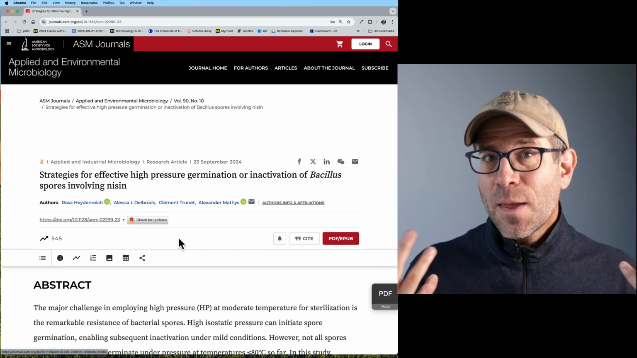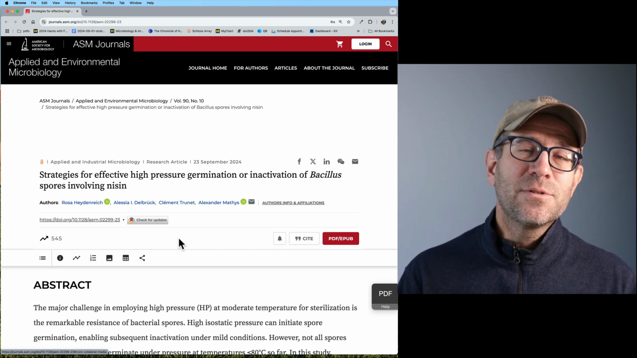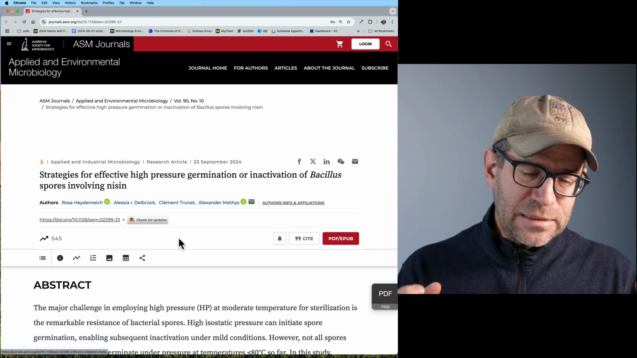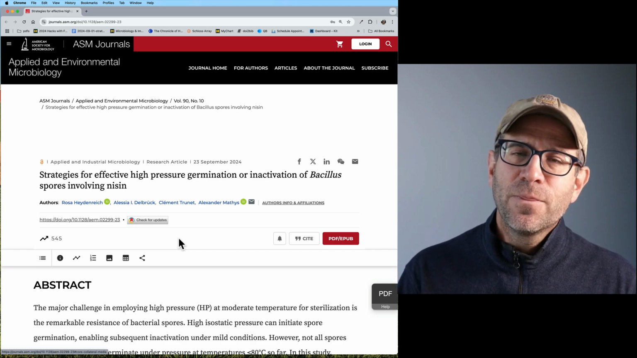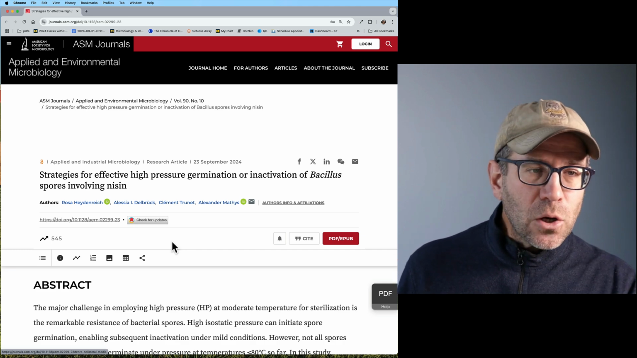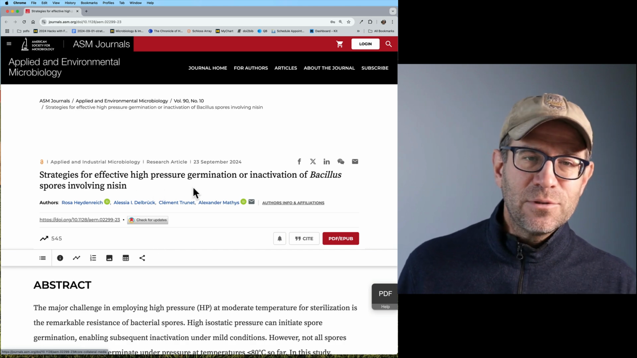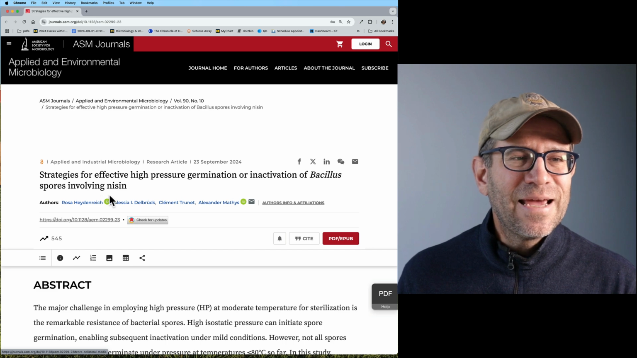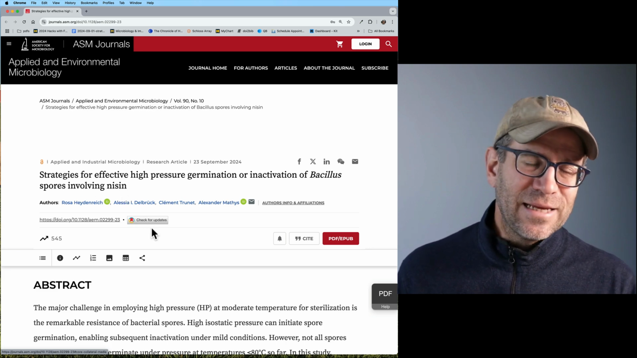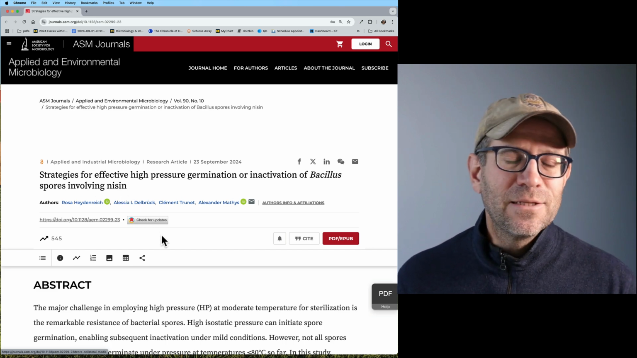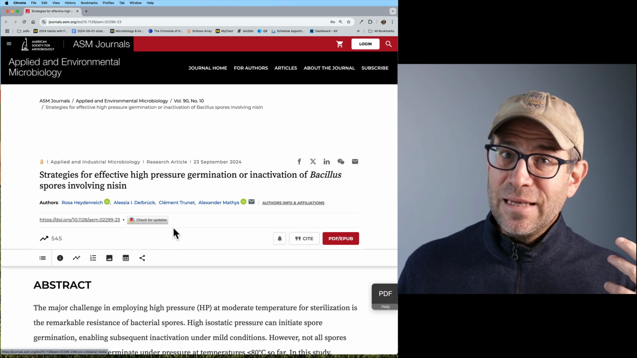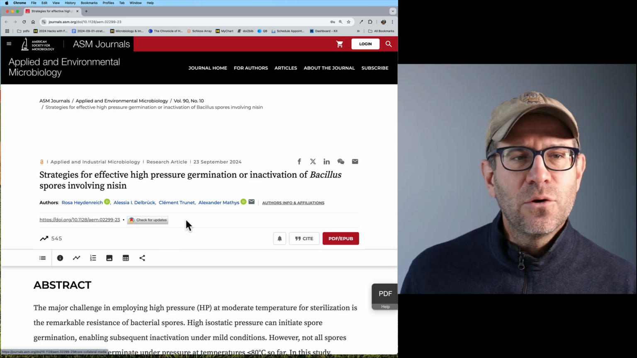It's also a model organism for other organisms that create spores, these states of life in bacteria that are very difficult to destroy. And so they were interested in using high pressure to get them to germinate or to inactivate, and then using nisin or not. And so we are going to be looking at the inactivation or the destruction of those spores.